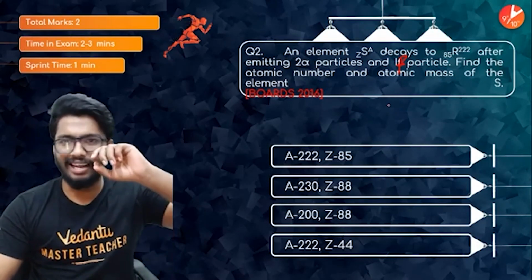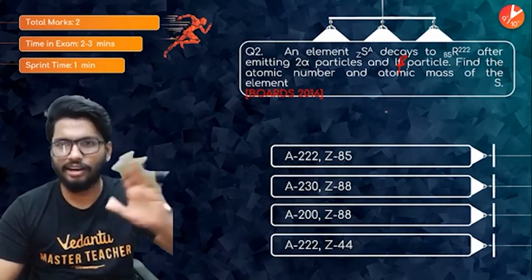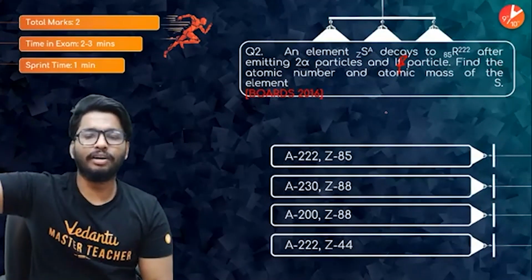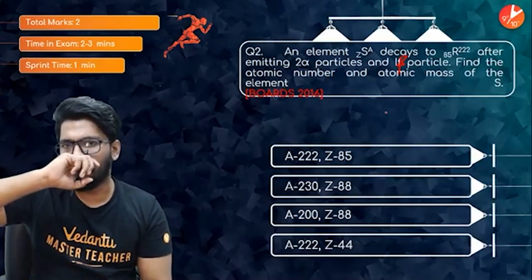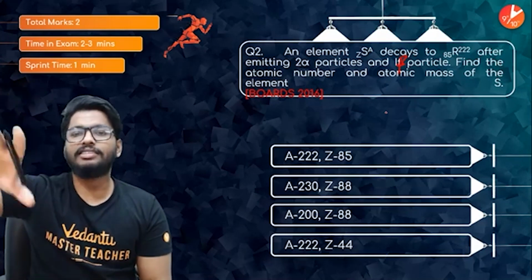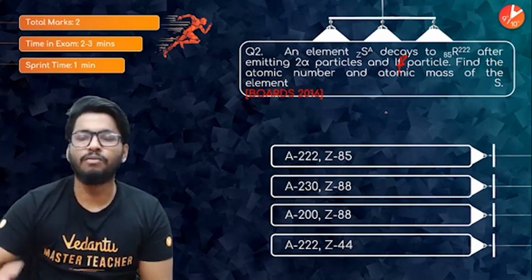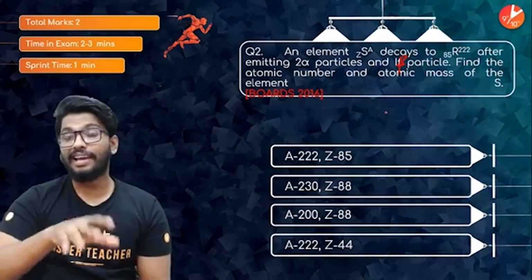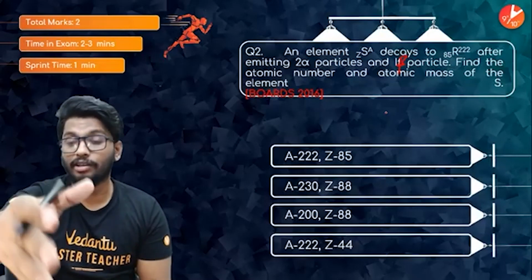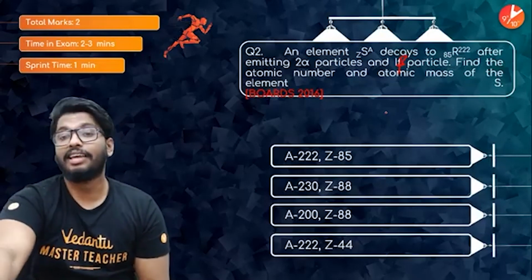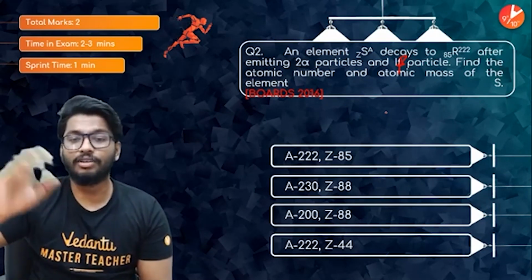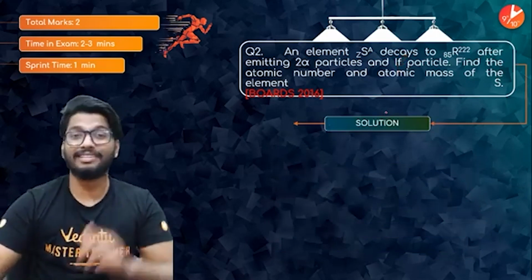The question is this, guys. There's an element given to you. It undergoes radioactive decay, and finally what you get is R, with 222 as the mass number and 85 as the atomic number. If that element S, with Z and A, emits 2 alpha particles and 1 beta particle, what would be the atomic number and atomic mass? The options are: atomic number 222 and atomic mass 222; atomic number 85 and atomic mass 230; 88 and 288; 222 and 44. Amazing question. All right, let's try to do this now.